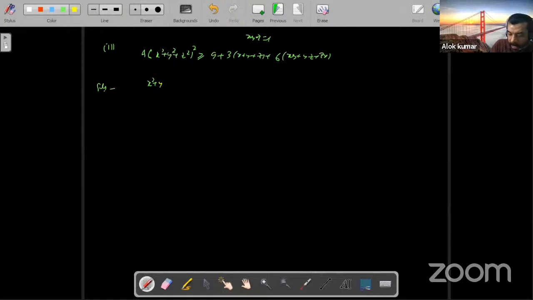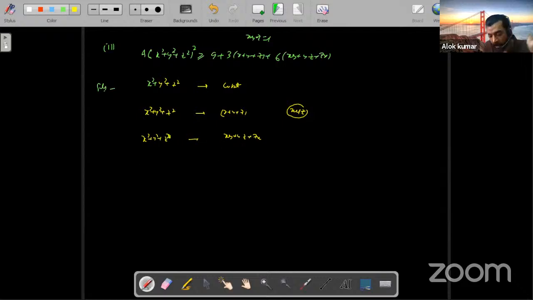how do I connect x square y square g square to some constant? I do not know what that constant is, 1, 2, 3, 4. How do I connect x square y square g square, or possibly its power, preferably second power, to again x plus y plus g? And xyg may come. Keep in mind xyg also may come because this value I know. So everywhere xyg may come, that I have in mind. And how do I connect x square y square g square to xy plus yg plus gx? Or a square, preferably a square. So this is the way of thinking.